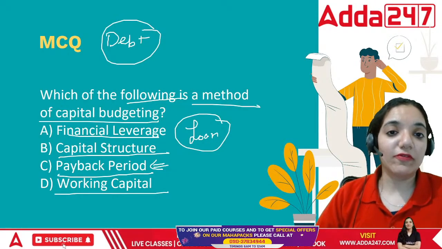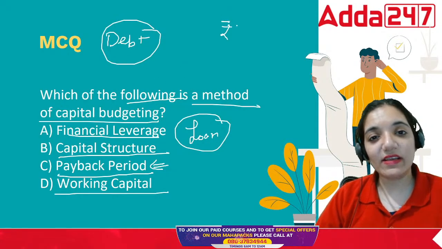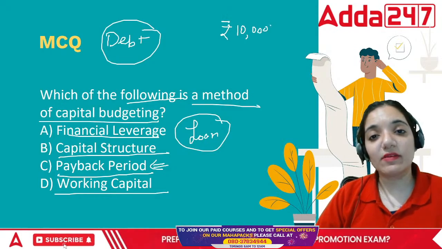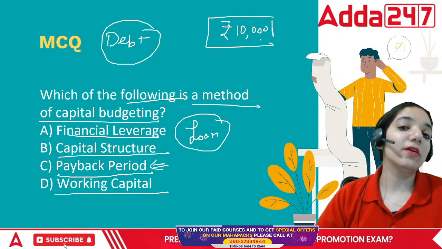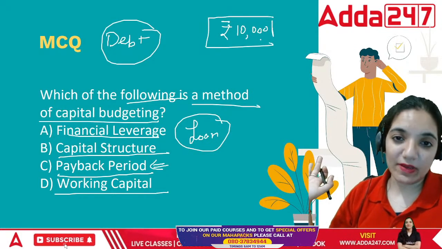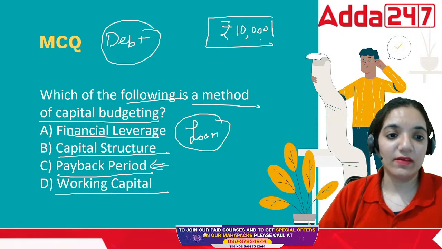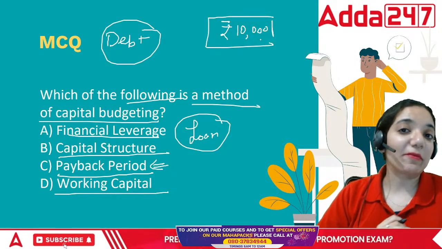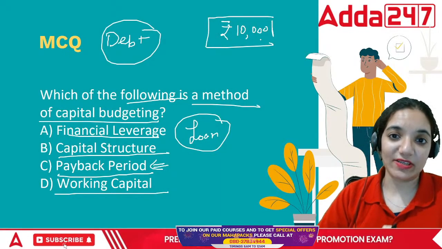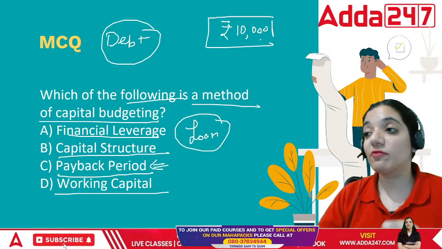If I take a loan of barely 10,000 from you and I invest it in the market, I will pray to God that, I don't know what I am going to make, but I should get at least this 10,000 back so that I can pay you. This part is called payback period. This is a part of capital budgeting, because I took money from you and I have to give it back to you.